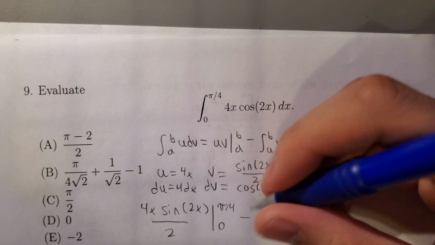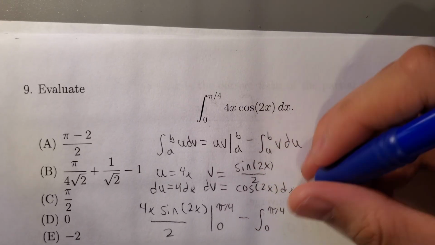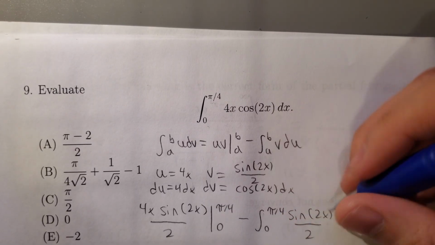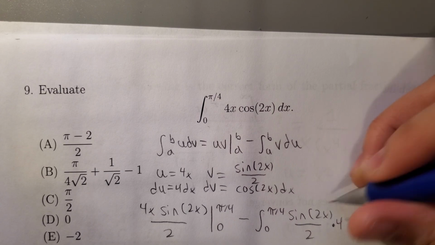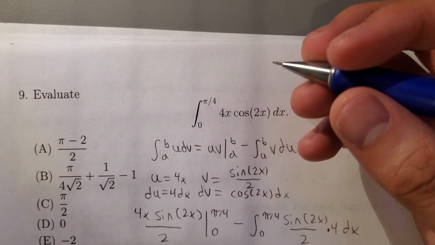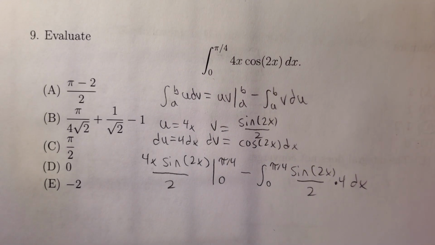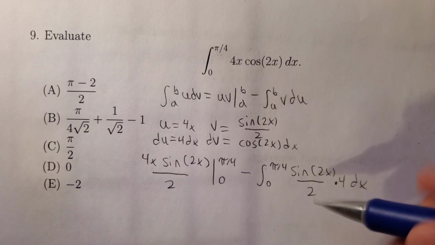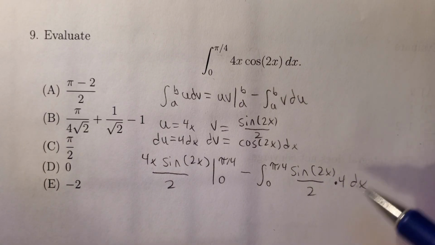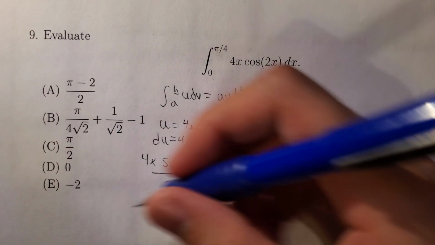And then minus the integral from 0 to pi over 4 of sine of 2x over 2 times 4 dx. And so from here, the cool thing is we only have to do integration by parts once, because this second integral, we can just evaluate it as is. So I'm going to do that. First, let me simplify this entire thing, and then I'll do just that.